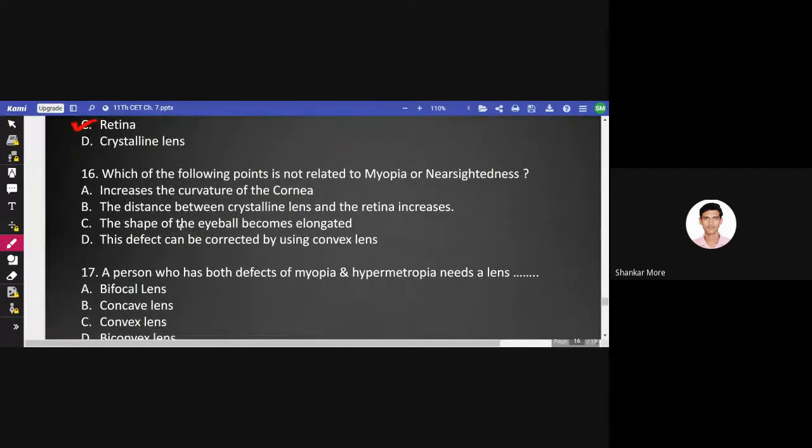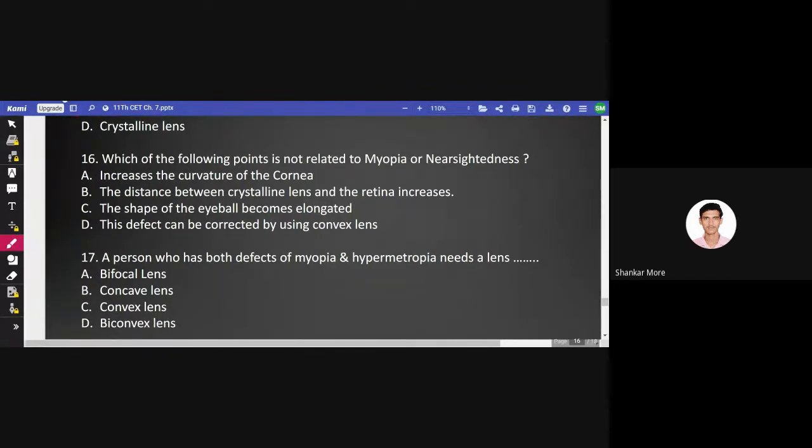Now, which of the following points is not related to myopia or nearsightedness? Nearsightedness is an eye disease, isn't it? So what is the reason for it, or which of these following points is not related to myopia? Increases the curvature of cornea, the distance between crystalline lens and the retina increases, the shape of the eyeball becomes elongated, or this defect can be corrected by using convex lens. Which of these is irrelevant to myopia or nearsightedness?